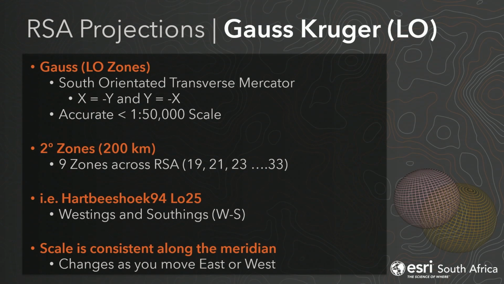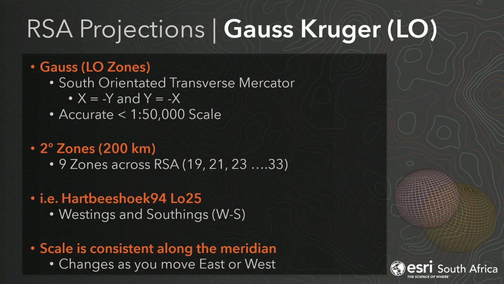The 2-degree zones, we've spoken about it earlier, a 2-degree zone equates to about 200 kilometers. And here we talk about 17, 19, 20, 21, 23, right through to 33 on the east coast of KwaZulu. We talk here about westings and southings. So if you ever hear that term, you must know this is a traditional Lo coordinate system. And the scale is consistent along that central meridian, and it gets worse as it moves away in east and west. But you only can move away 100 kilometers in either direction. So you are very limited in the application of this projection, but it's very, very, very accurate in that environment.